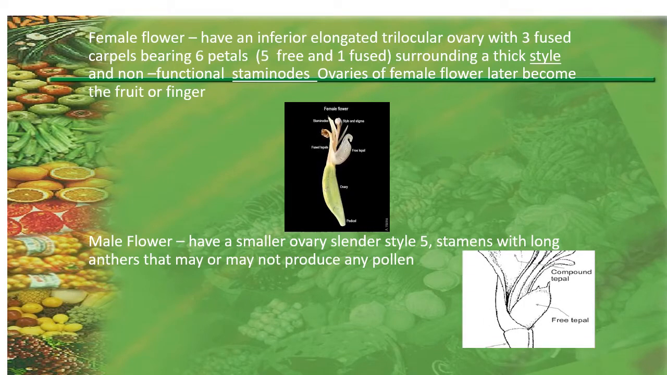Female flowers have an inferior elongated trilocular ovary with three fused carpels, bearing six petals, five free and one fused, surrounding a thick style and non-functional staminodes. Ovaries of female flowers later become the fruit or finger. Male flowers have a smaller ovary, slender style, and 5 stamens with long anthers that may or may not produce any pollen.